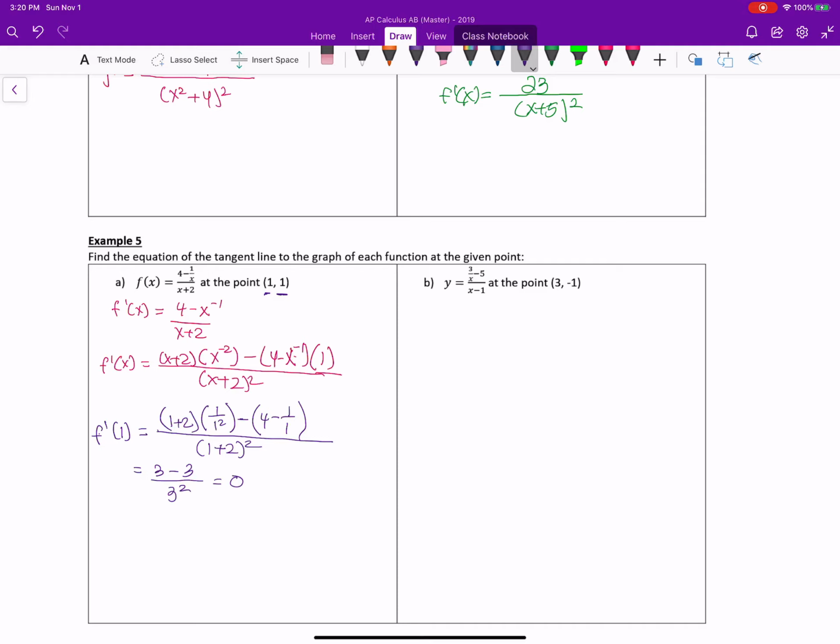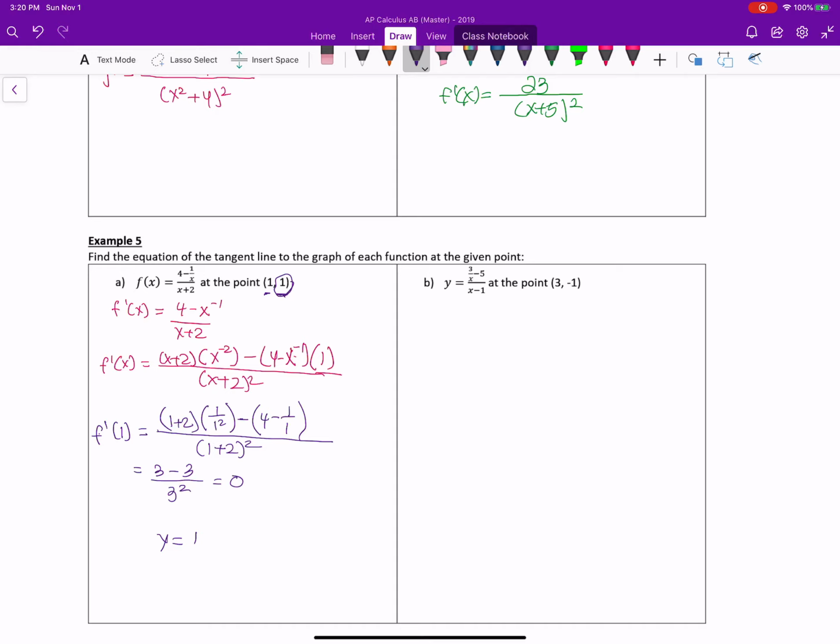So I know that if it's a horizontal line, it's asking you for the tangent line, it's going to be y is equal to whatever the y value is there. y is equal to 1. And that's, do not box your answers. I'm still seeing people on the free responses boxing answers.